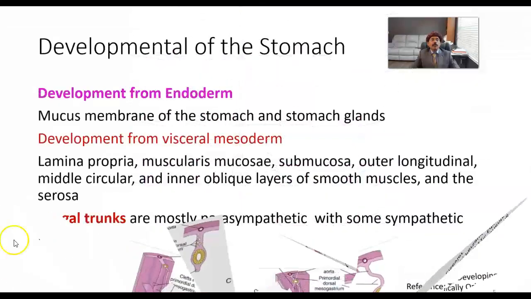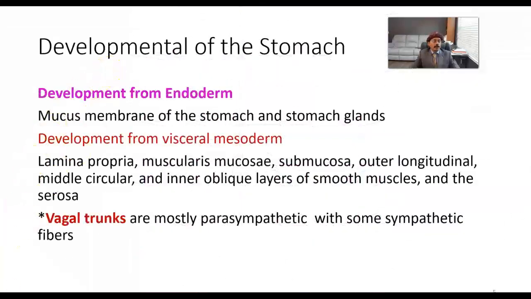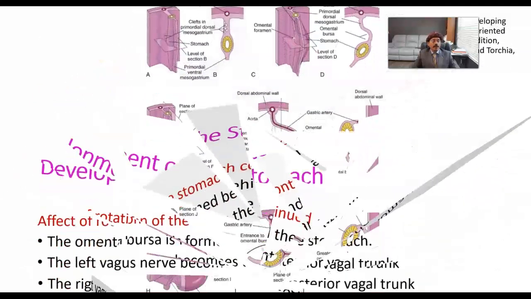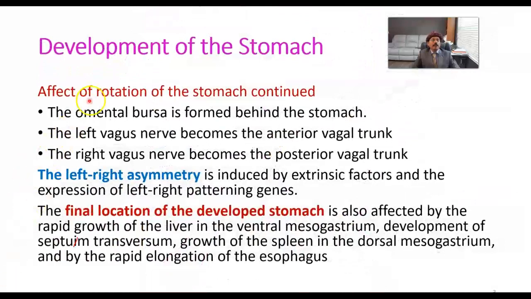Now, the vagal trunk, we got that. Here, effect of rotation of the stomach: the omental bursa is formed behind the stomach. The left vagus nerve becomes the anterior vagal trunk. The right vagus nerve becomes the posterior vagal trunk.